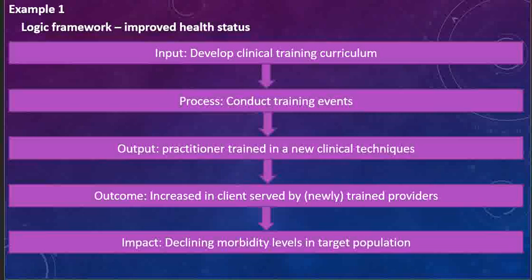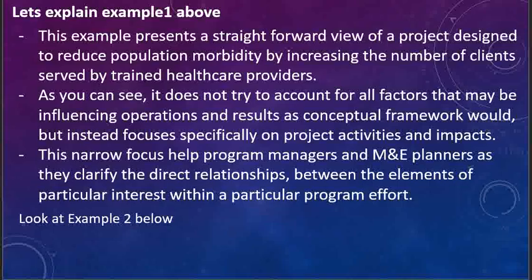You can have it in, let's explain this example. It is a straightforward view of project design to reduce population morbidity by increasing the number of clients served by trained healthcare providers. As you can see, it does not account for all factors that may be influencing operation and result, as a conceptual framework would, but instead focuses specifically on project activities and impact. So it deals with a specific activity and the impact that activity would bring.